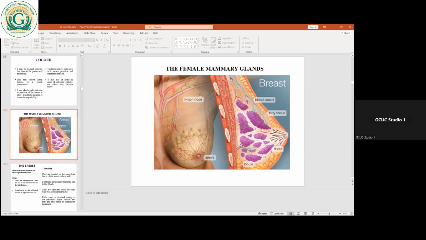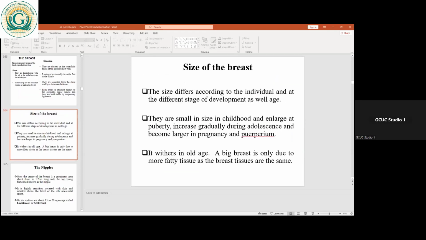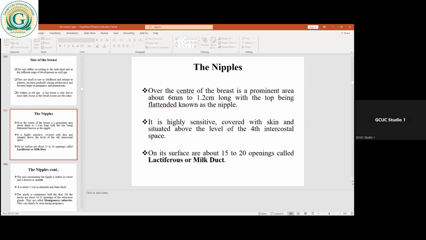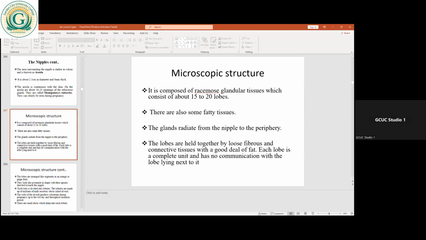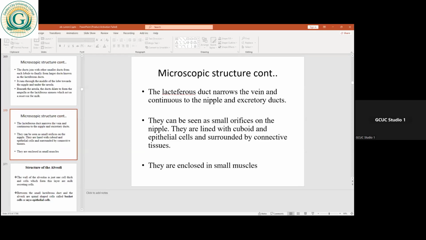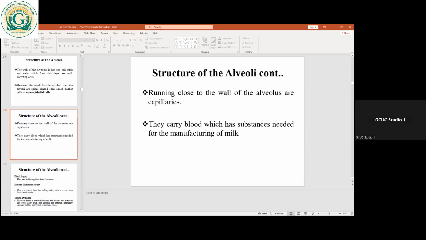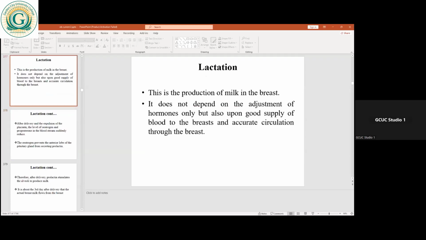So I described the breast for you, the nipples, and then we came to the areola, the microscopy where we look at the lobes, and on we go, the alveoli, and then finally I came and talked of lactation. What influences lactation? The hormones prolactin and oxytocin. When you read, you understand.